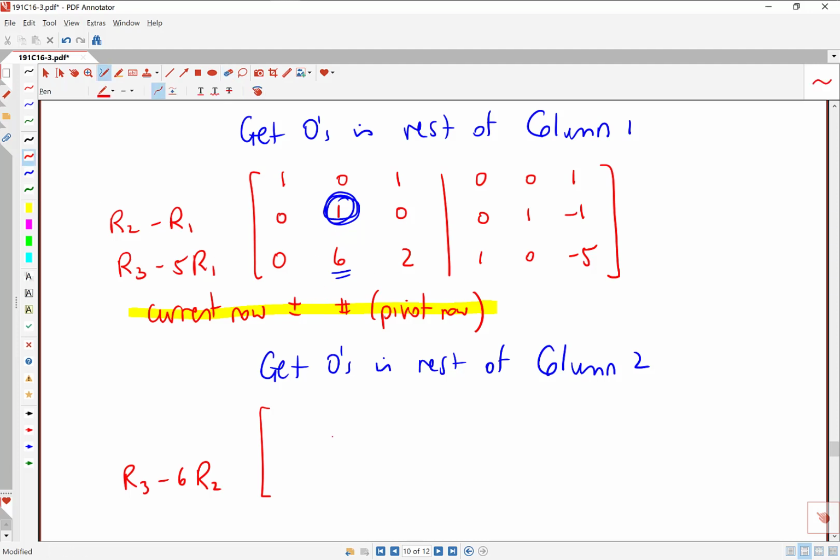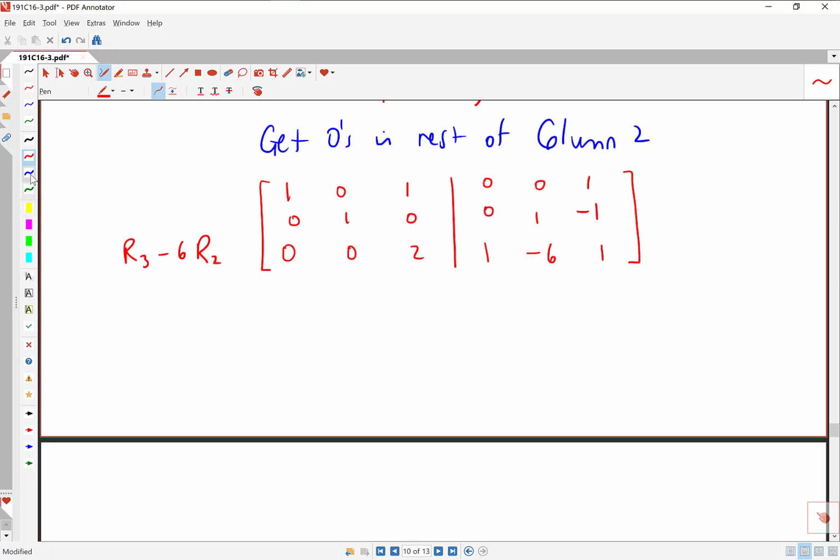So let's try that operation, row 3 minus 6 row 2, all the way across our matrix. We're going to have 0, 0, 2, and then continuing on the right side, 1, negative 6, and then for this one we're going to have negative 5 plus 6 gives us 1. And our top 2 rows of our matrix can just get recopied. Great, so now the first 2 columns are cleaned up.